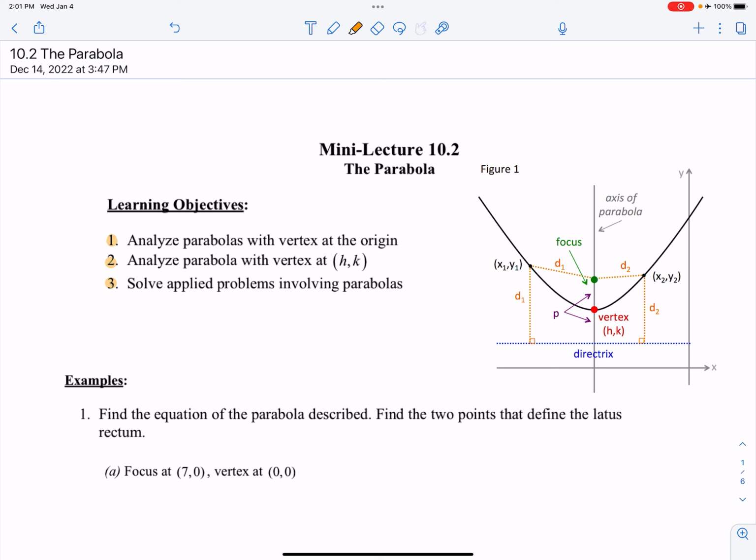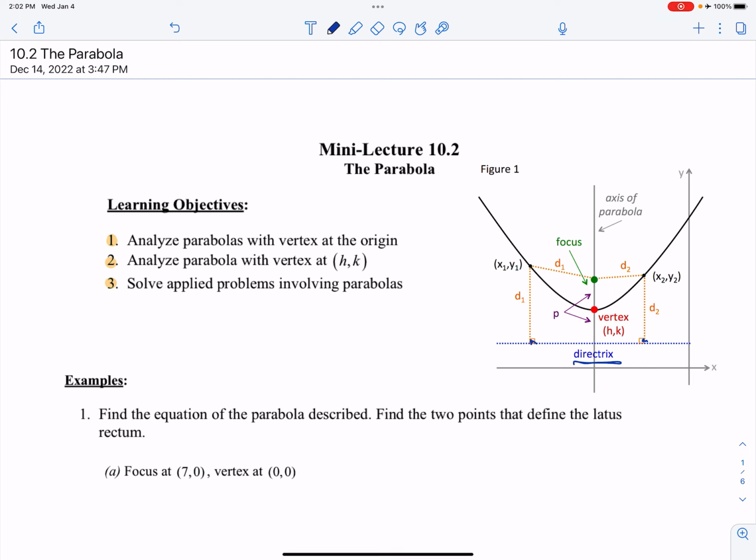Over here on the side, I included a diagram of the parabolas just so that way we know the vocabulary we're using. We can see right here at the most bottom or most top point, that will be our vertex, which is labeled HK. We can see the directrix spans from D1 point to D2 point.